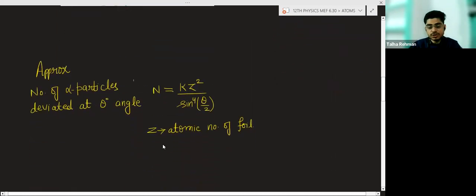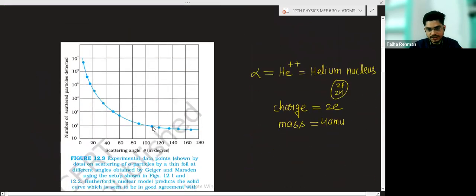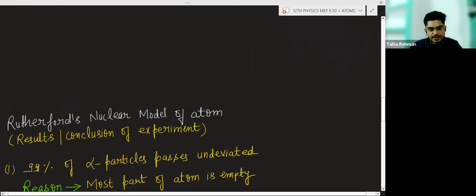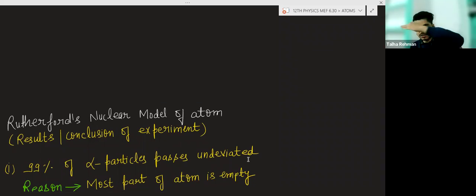So what is the conclusion of this experiment? We will see that they have observed that 99% of the alpha particles pass undeviated, meaning 99% of the alpha particles pass straight through the foil.